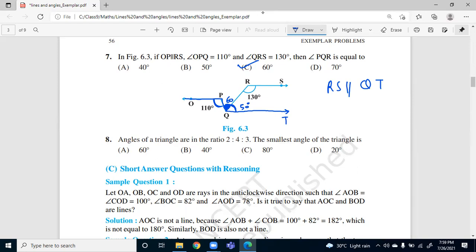So we are on the last question. That is again very easy. Angles of a triangle are in the ratio 2:4:3. You have to find the smallest angle. So you have to take the common ratio as x, and the smallest I can see should be 2x, and apply the angle sum property. So you got the value of x as 20 degrees. The smallest angle is 2x, 2 into 20 degrees.